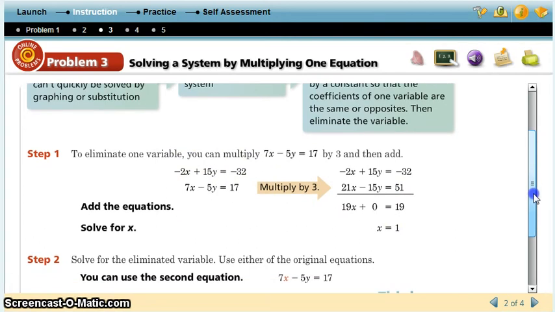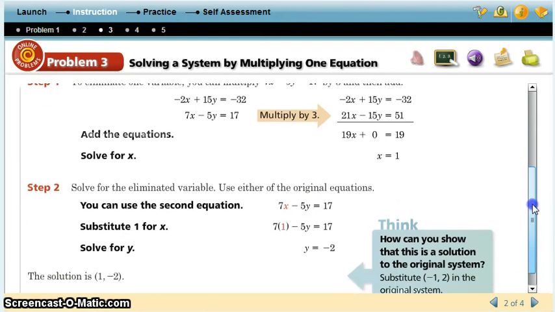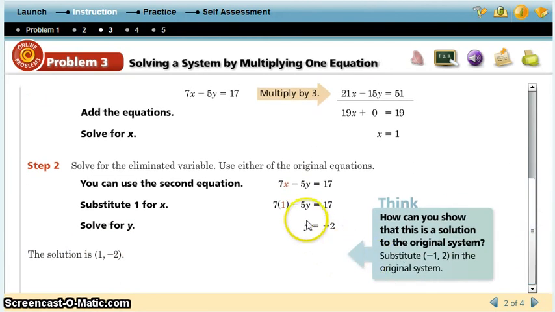In place of x, they're going to put 1. So they rewrote the problem by putting a 1 in there for x, and then just solve that. 7 times 1 is 7. It's a positive 7, so you'll have to subtract 7 from both sides. And then don't forget this negative with the 5, so this is negative 5y. So you'll have to divide both sides by negative 5, which leaves us with negative 2. So our x is 1, our y is negative 2, and so this is our solution, 1, negative 2.